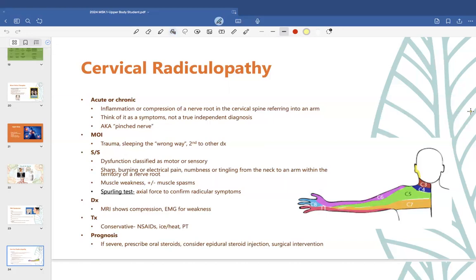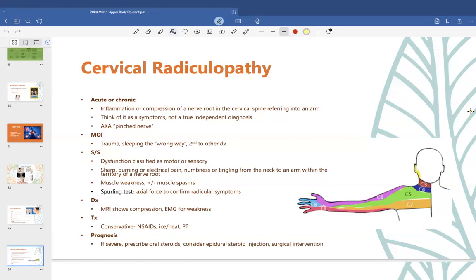This will follow a nerve root, so you kind of want to know that distribution. You've known it before, so refresh there. They may have muscle weakness, plus or minus spasms. And then there is a special test on the next slide, the Spurling test. I have never done this to anyone. It is cool. But if it's not so acute, you can do this. But this is definitely a special test to know.